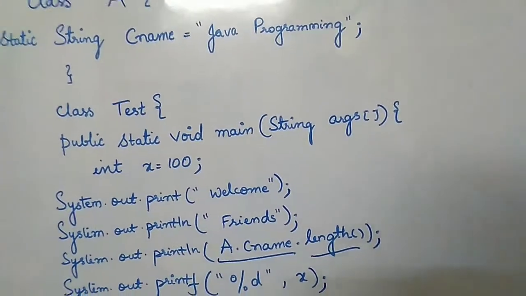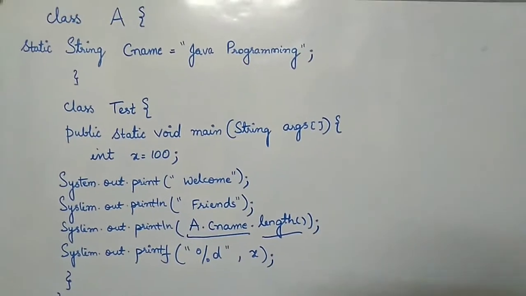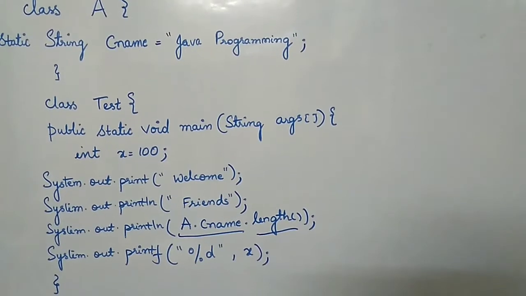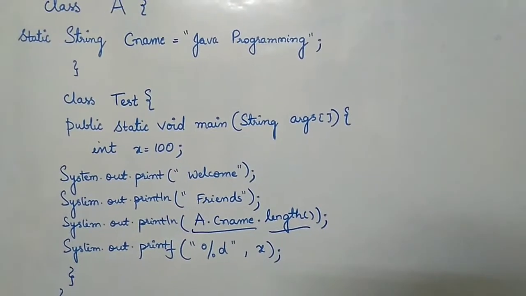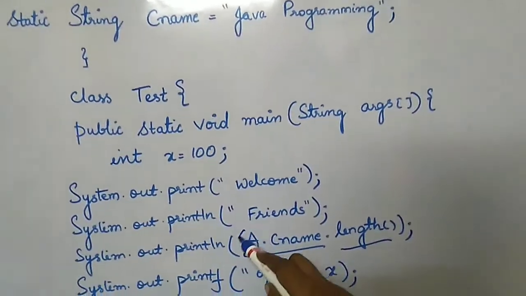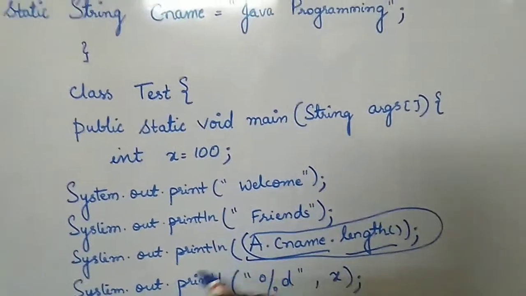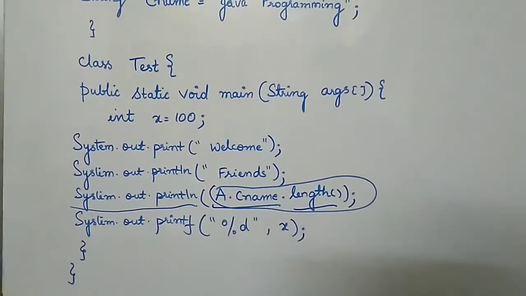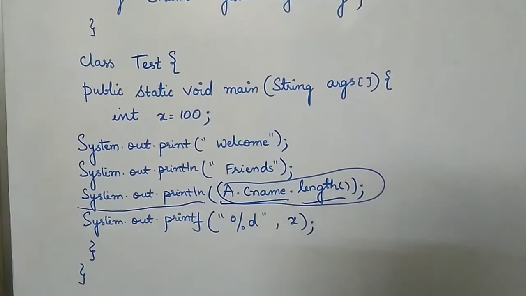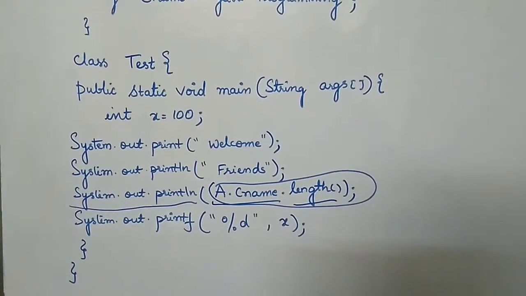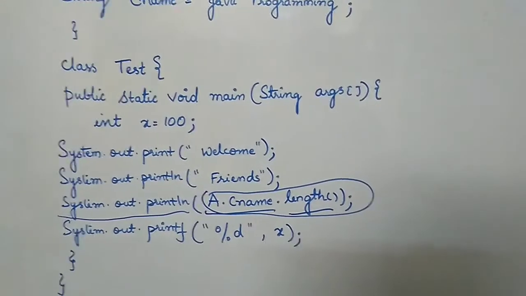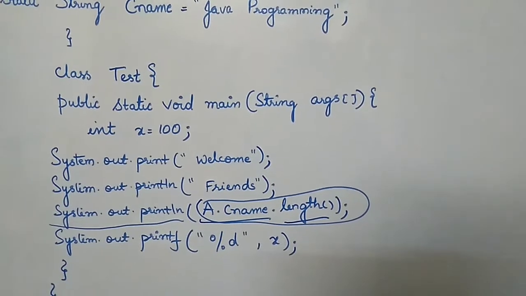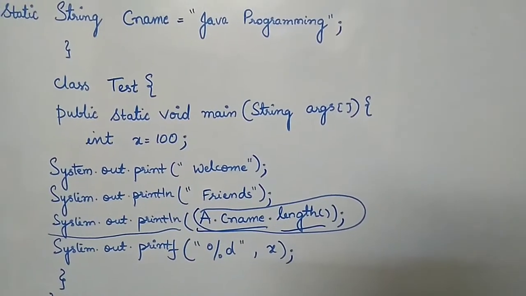So this length method will find out the length of this particular CName variable and print the count as an integer on the screen for us. This is very much similar to system.out.println. Since out is the static variable of the System class, we access it as system.out, and println is the method of the PrintStream class, and we have used that.